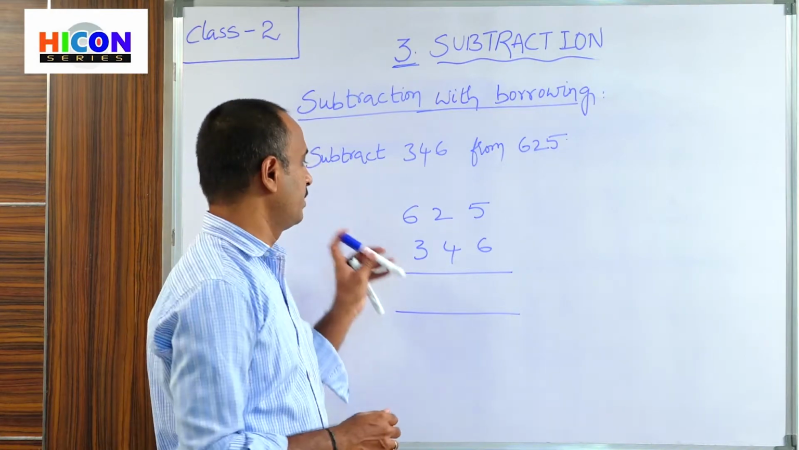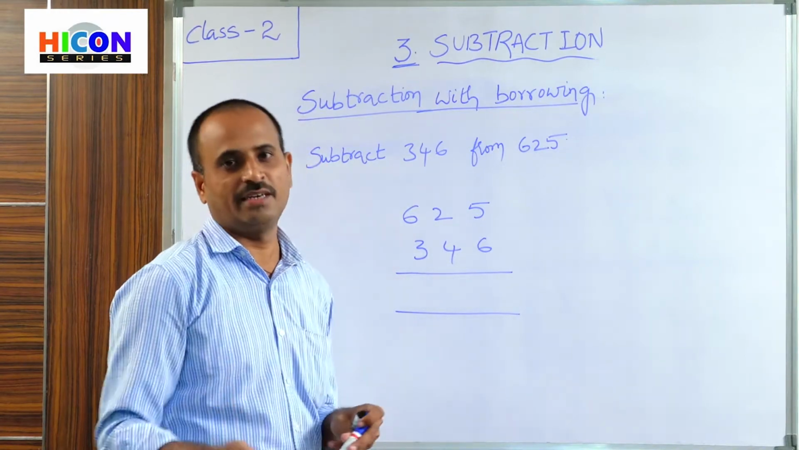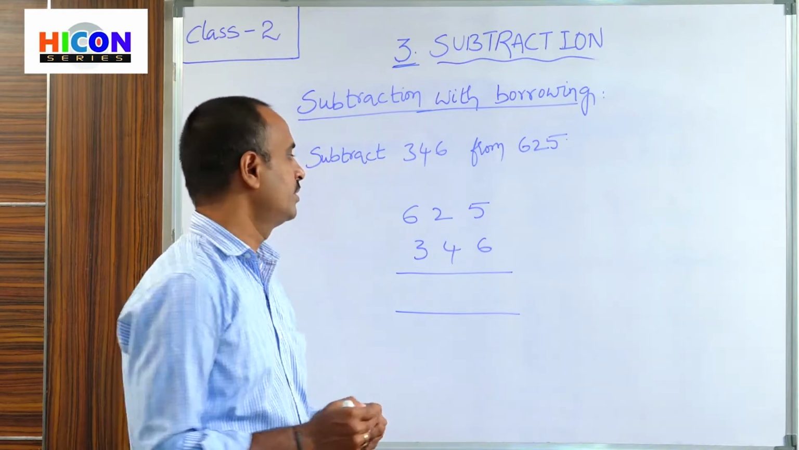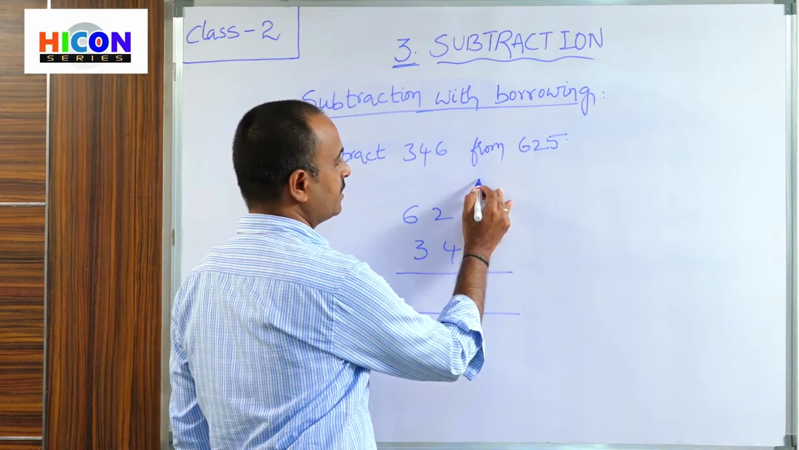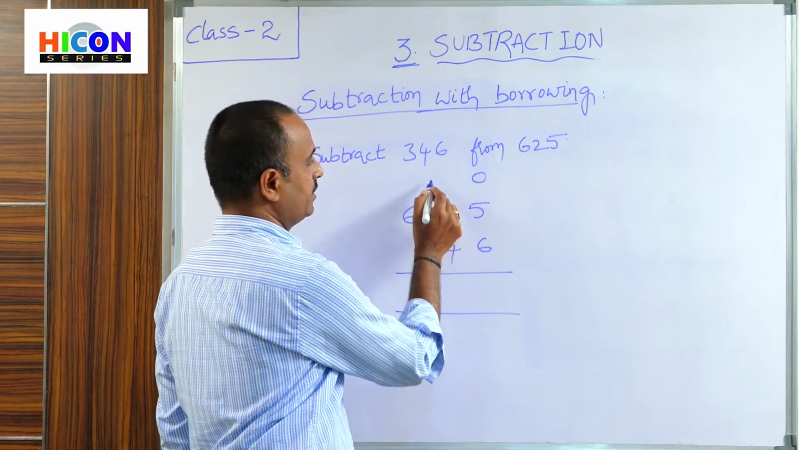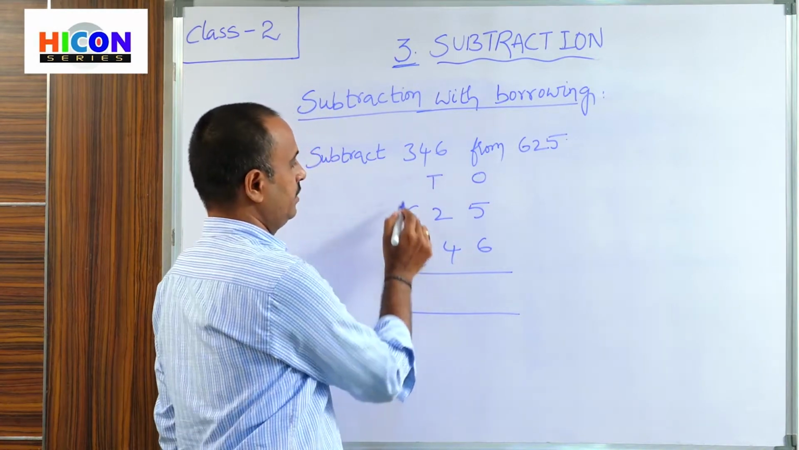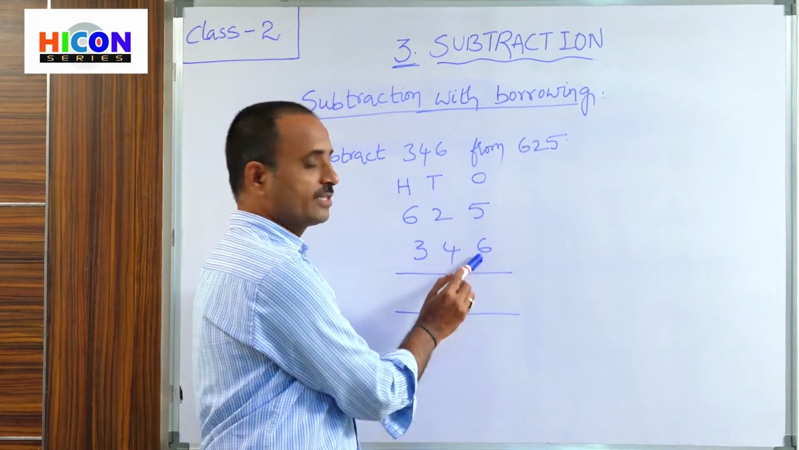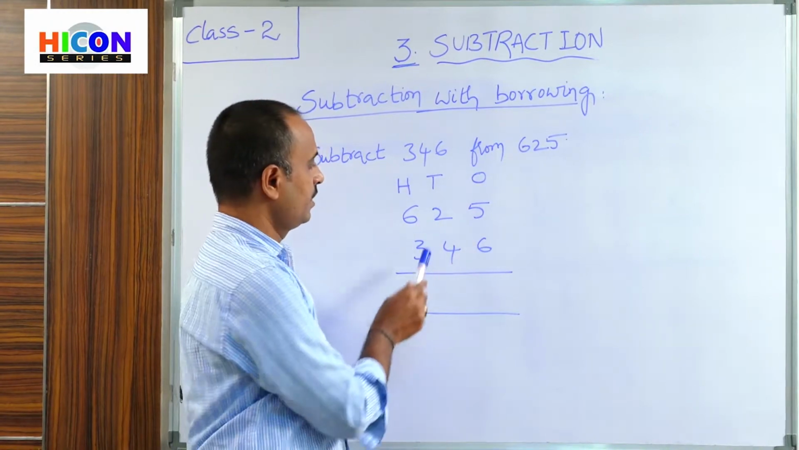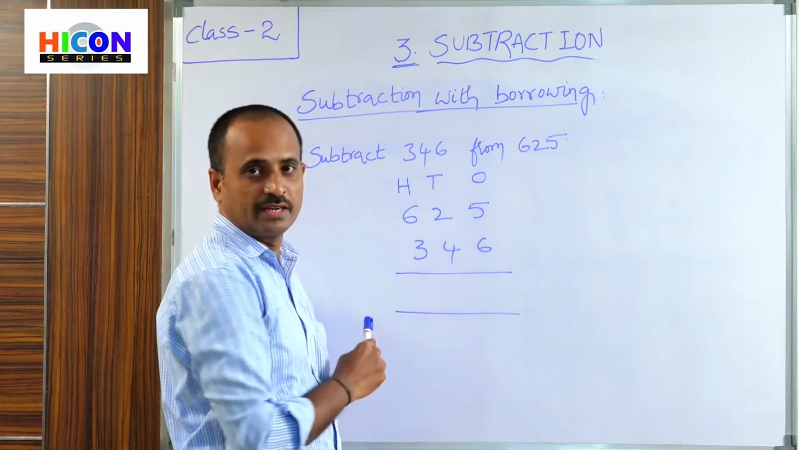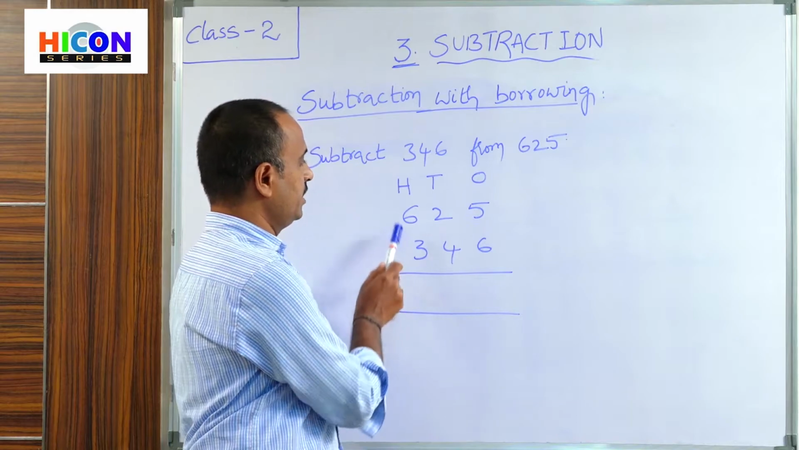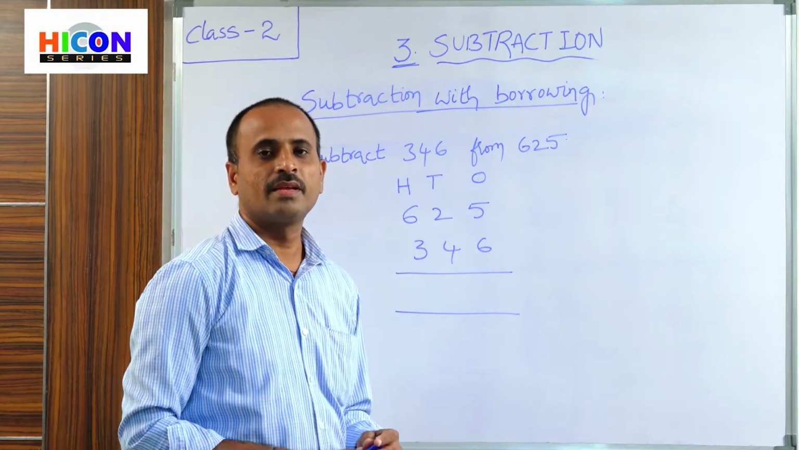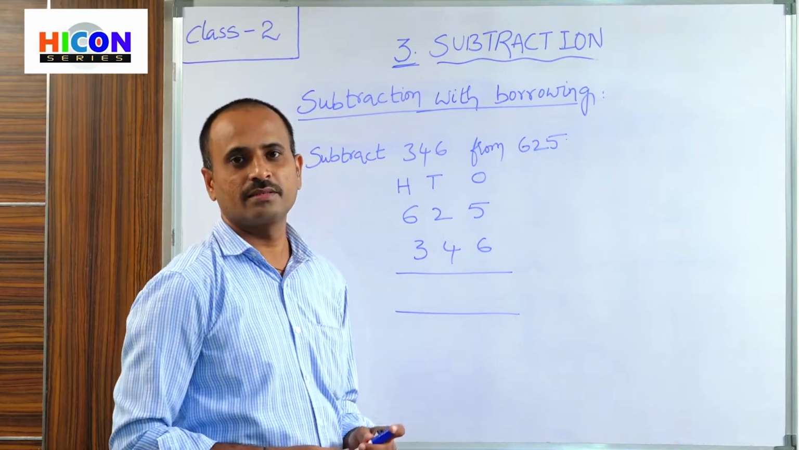So children, in this way, first we have to write one number below the other. Write the greatest number first and smallest number second. And write the places of each digit in every number. So here, this is the ones place, this is the tens place, and this is hundreds place. That is, 5 and 6 are present in ones place. 2 and 4 are present in tens place. 6 and 3 are present in hundreds place. So arrange the two numbers in their corresponding places.